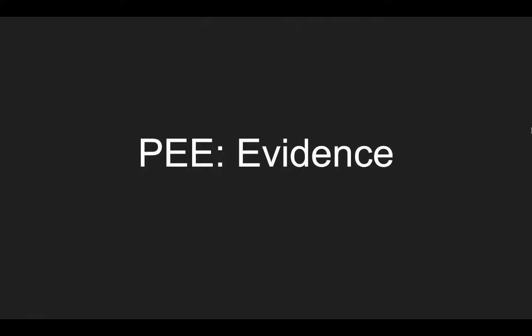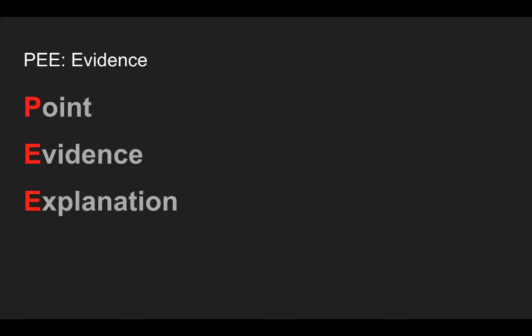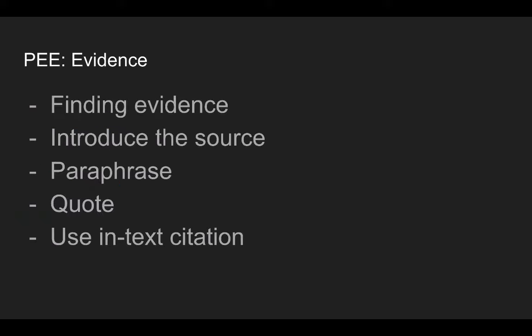Previously, you were introduced to the PEE method, a highly useful method for writing a logical and cohesive paragraph. Here's a quick reminder. The basis of a PEE paragraph is point, evidence, explanation. This video will look at how to use evidence in a paragraph, which involves finding evidence, introducing the source, paraphrasing, using quotes, and using an in-text citation.